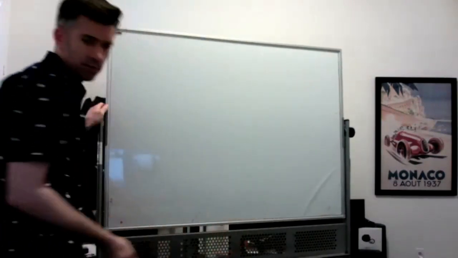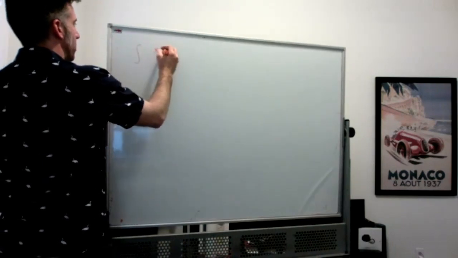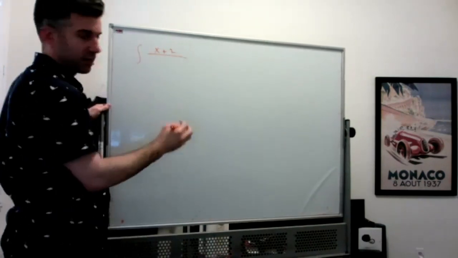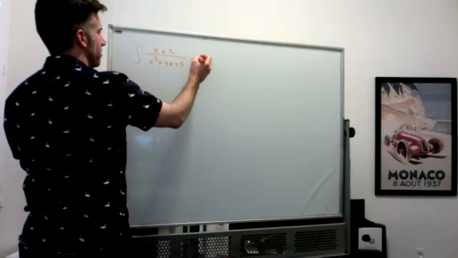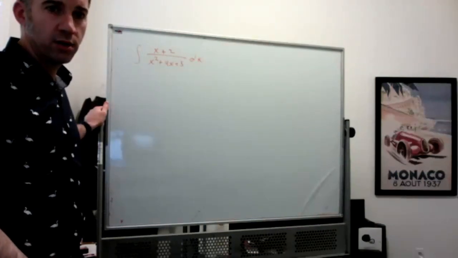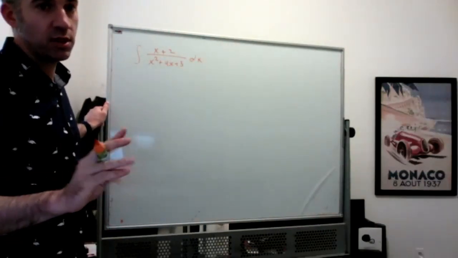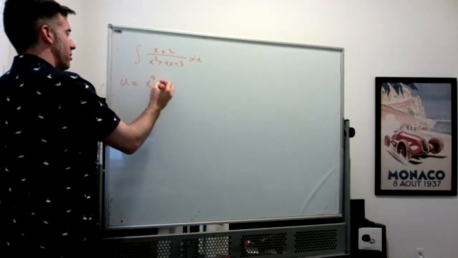Do another one. Let's say we have the integral of x plus 2 over x squared plus 4x plus 3 again. Could you use partial fractions here? For sure. Do I want to use partial fractions here? Not at all. Because in this case, I can do a u-sub.